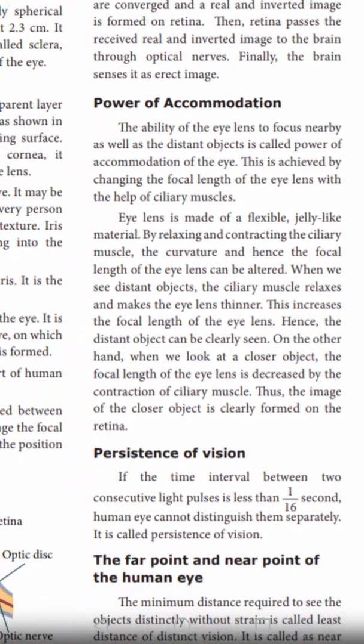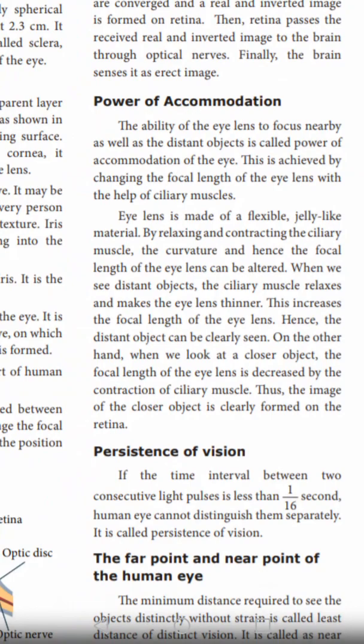Next one is the persistence of vision. If the time interval between two consecutive pulses is less than 1/16 second, the human eye cannot distinguish them separately. It is called the perception of vision.